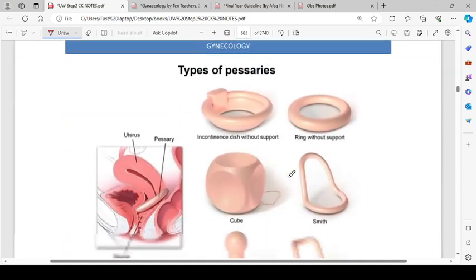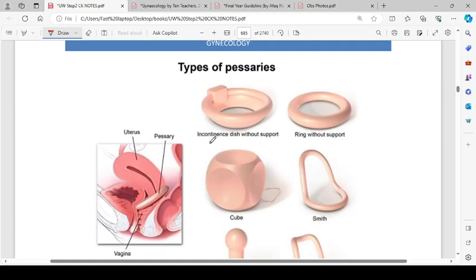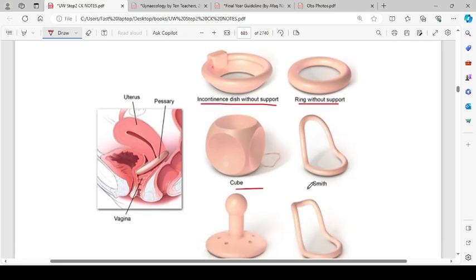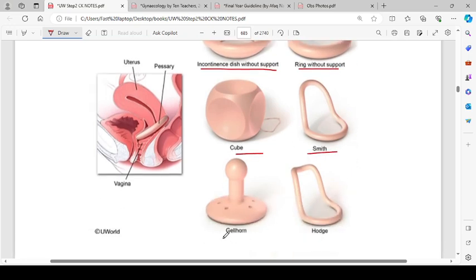So there are different types of pessaries which can be placed. These are incontinence dish without support, ring without support. This is a cube. Then we have Smith, this is gellhorn and Hodge pessary. So the pessary is placed something like this. This is the vagina and uterus and something.